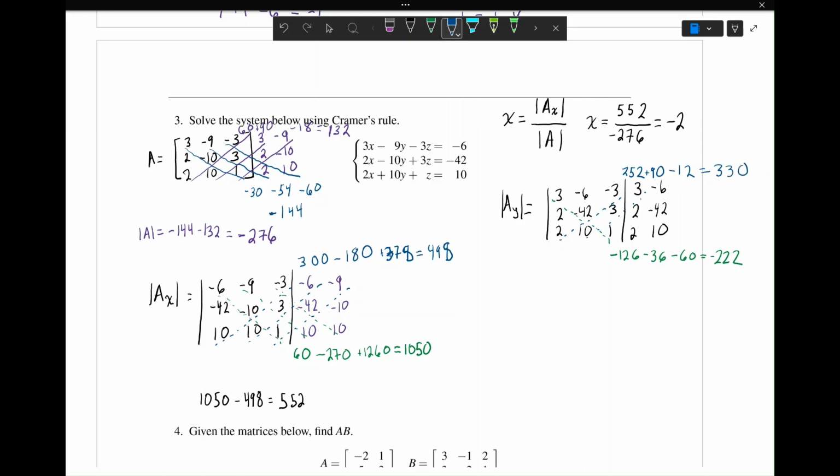So I do my bottom sum minus my top sum. Since they're both negative, this ends up being negative 552. Y is the determinant of AY divided by the determinant of A. So that's negative 552 over negative 276, which equals positive 2.